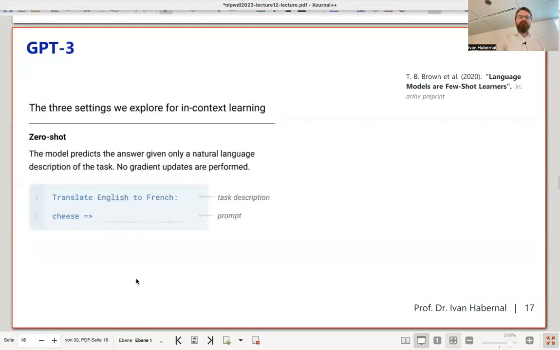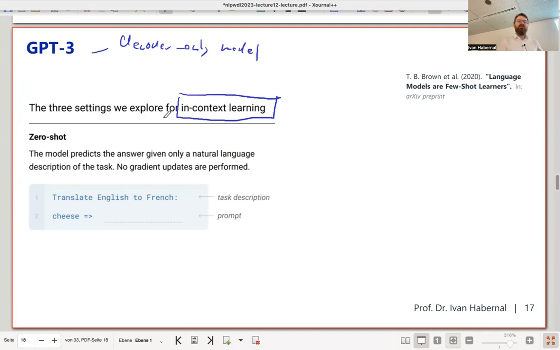Well, GPT-3 is just a decoder-only model. This is what we did in the last lecture yesterday. Just the language modeling, just the decoder part. So they introduced something which they called in-context learning, and it's best to show it on examples.